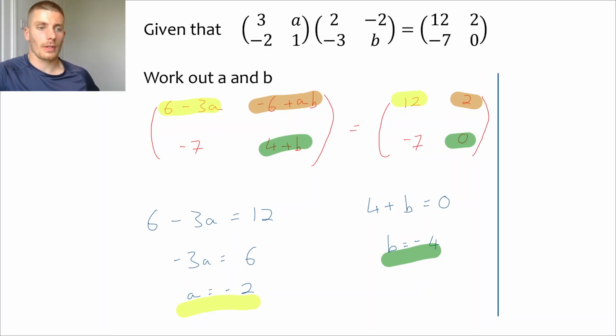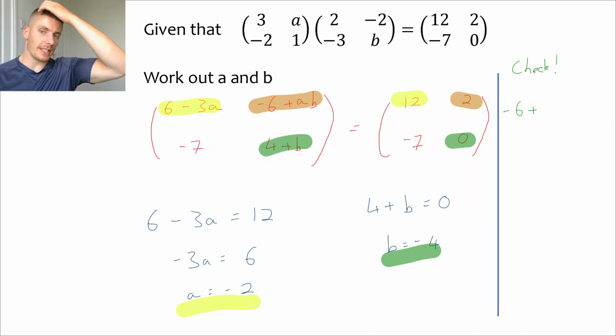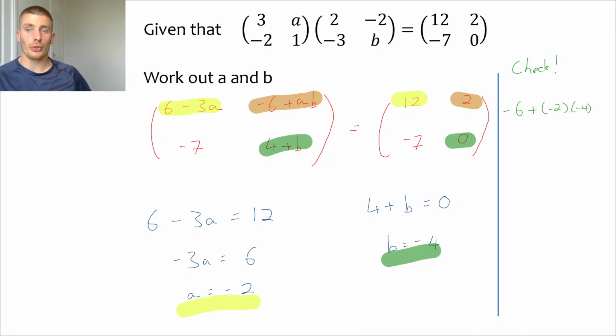So let's do some checking. It should be the case that minus 6 plus AB, where A is minus 2 and B is minus 4, so plus minus 2 times minus 4, should be equal to 2. So we've got minus 6, and then minus 2 times minus 4 is plus 8, and minus 6 plus 8 does indeed equal the 2 that you want. So this equals 2, which is really good. So you know that your solutions of minus 2 for A and minus 4 for B must be correct.